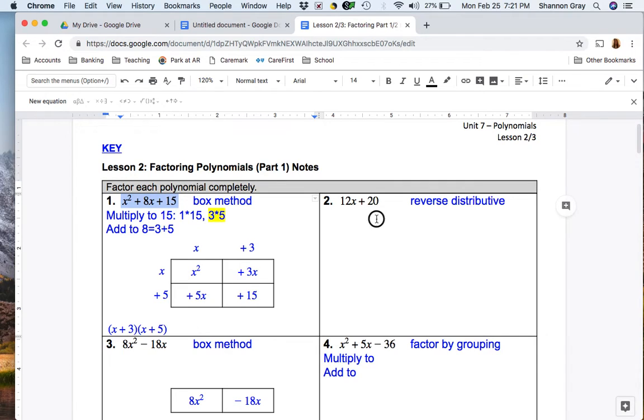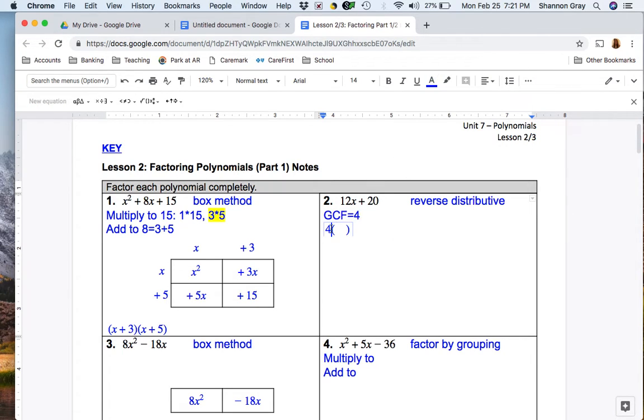All right, so over here, I'm going to use a different method. I'm going to use my reverse distributive property. So I know I'm going to have some number or some term times something in parentheses. I want to think about what is common to both of these terms, 12x and 20. A number that they both share is 4, and in fact that is the largest factor that they share, so we call that the GCF. So our GCF here equals 4.